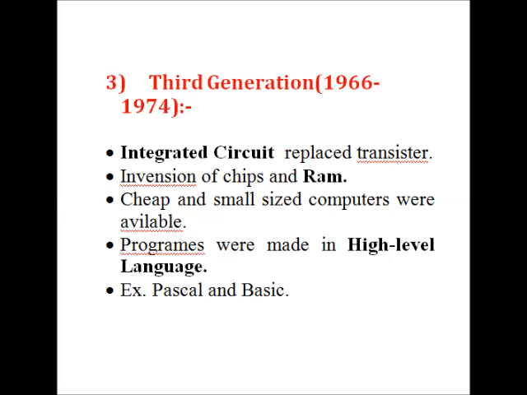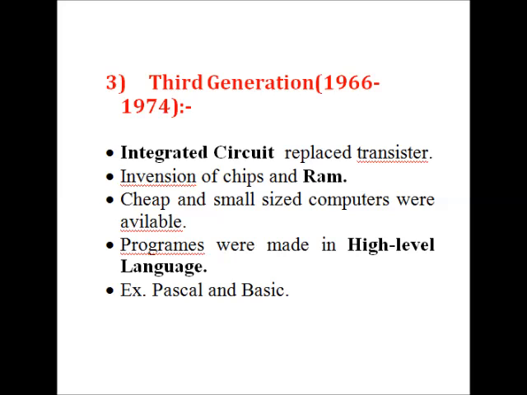Then comes the third generation, which lasted from 1966 to 1974. In this generation, integrated circuits replaced transistors. Transistors were replaced by integrated circuits, which made things easier and decreased the size of computers as compared to the second generation. Invention of chips and RAMs. With the invention of chips and RAM, storage capacity and processing speeds were also increased.